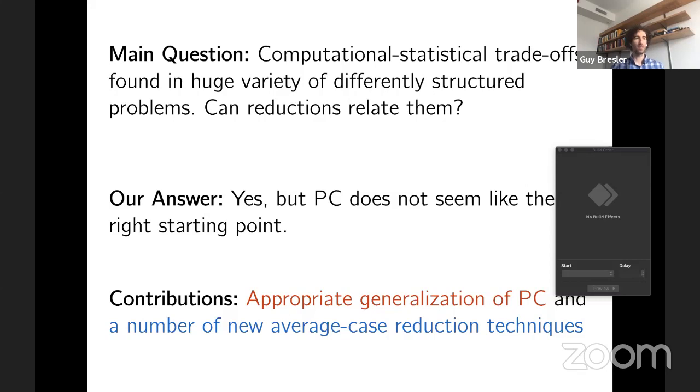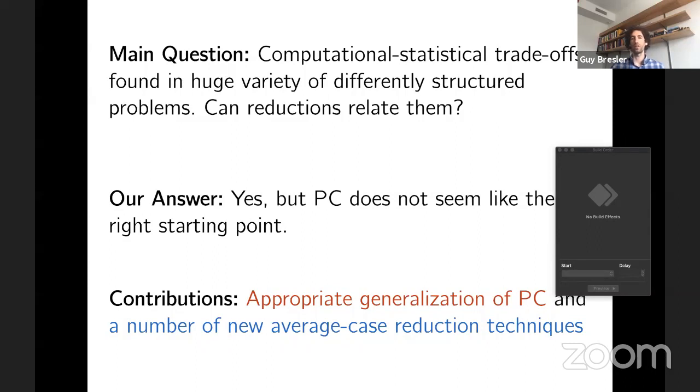Our answer is yes, indeed, one can depart significantly from sparse submatrix plus noise, but planted clique does not seem like the right starting point, while it has been the starting point for the vast majority of existing reductions in this field. And so instead of planted clique, we consider secret leakage planted clique, an appropriate generalization, and together with that, we introduce a number of new average case reduction techniques for transforming distributions. And so I'll describe in the remainder of the talk a couple of these techniques.